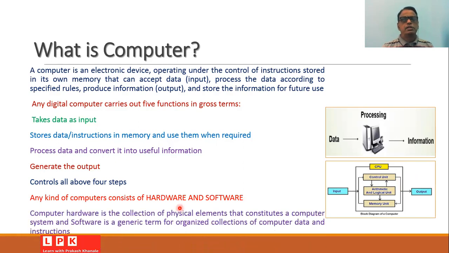So computer hardware, you can say, is a collection of physical elements that actually constitute the computer. Say, for example, when you think of this box, which is called a CPU, or monitor or keyboard or mouse, then these are all the physical elements, and this is to be called hardware. While software, you can say, is an organized collection of computer data and instructions. So whenever you collect some data or whenever you write some program, then that can be called a software for a computer system.